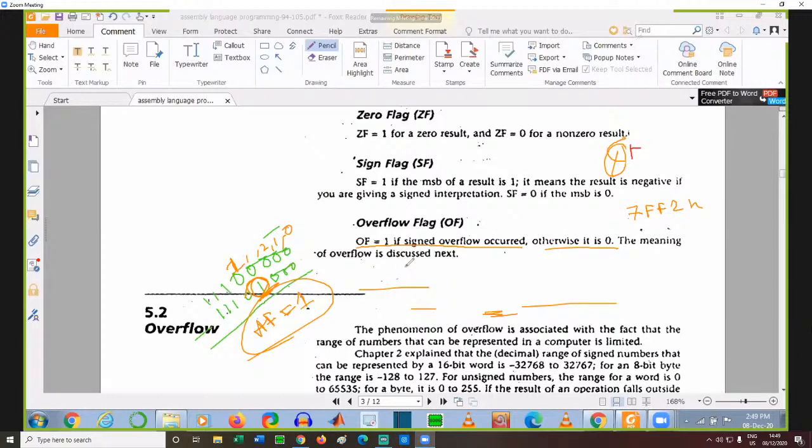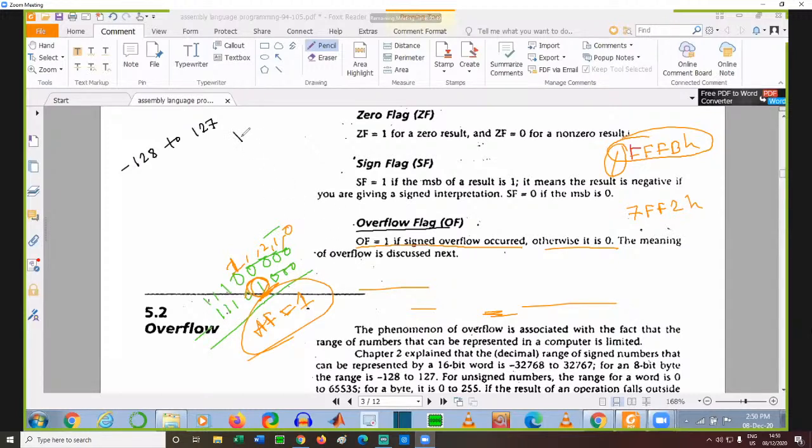Signed range: minus 128 to 127. Now the overflow flag OF indicates that, suppose you are working with an 8-bit number, and your result is out of the range of 8 bits, then overflow will occur.